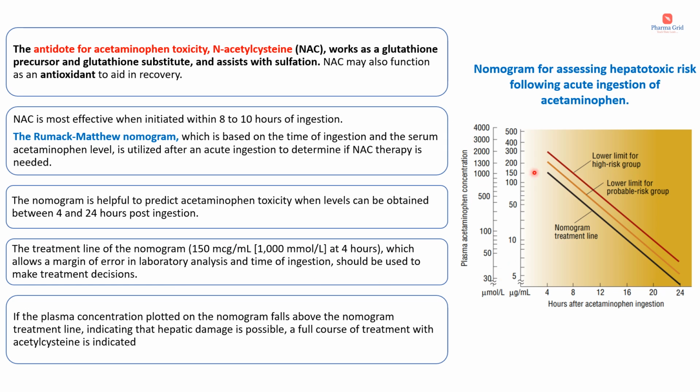So if the plasma concentration plotted on the nomogram falls above the treatment line, which you can see here, it indicates that hepatic damage is possible for that particular patient, and a full course of treatment with acetylcysteine is indicated. Here you can see the lower limit for probable risk group and the lower limit for high risk group. So this is the treatment line. Any concentrations above this treatment line may be indicative of the use of acetylcysteine.